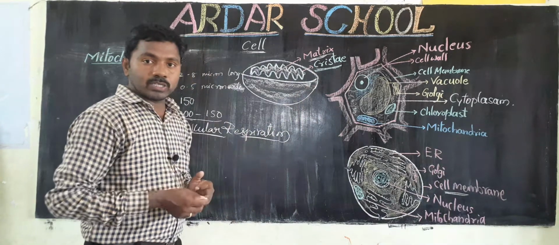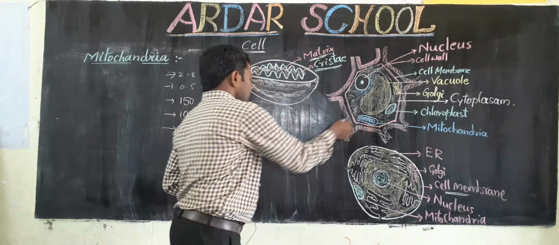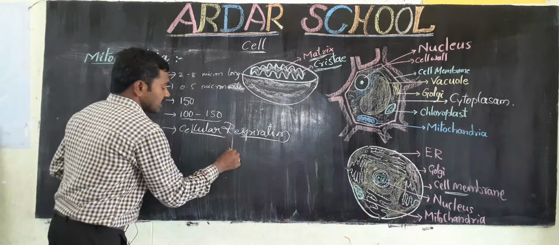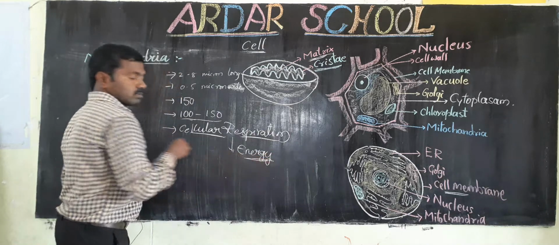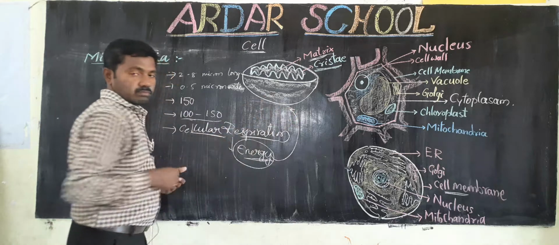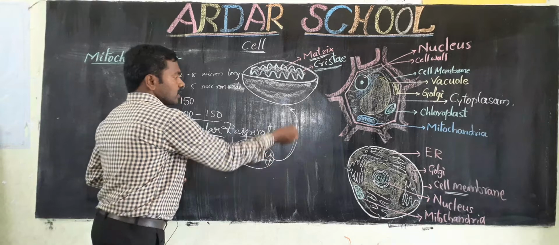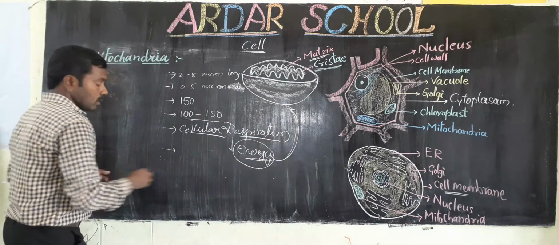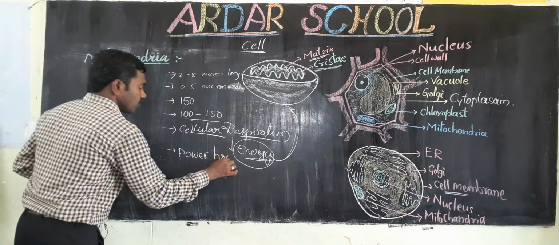But how do they get energy? Mitochondria do the respiration. During the respiration, some energy is released. This energy is stored inside the mitochondria. That's why mitochondria is called the powerhouse of the cell.